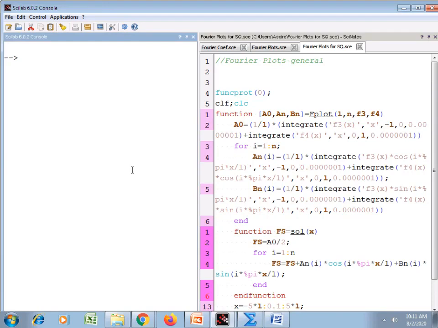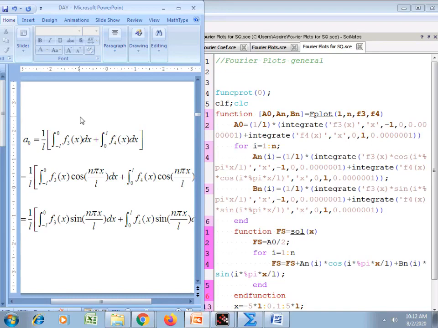Here the function plot has 4 arguments: L, N, F3 and F4. L again is half of the period, N is the number of terms required in the Fourier series, and F3 and F4 are the two functions defined for the two halves. The coefficient A0 is calculated by this formula: 1 by L in brackets, the first integral from minus L to 0, the integrand is the function f3, plus the second integral from 0 to L, the integrand is the function f4.